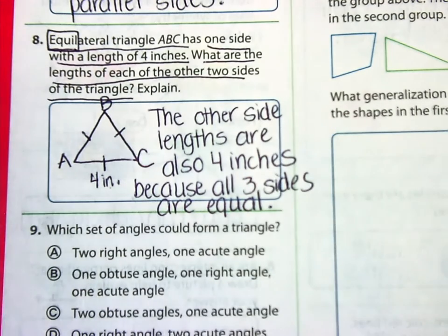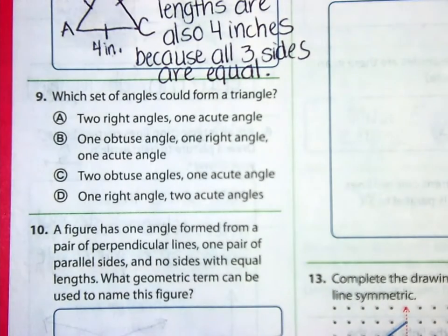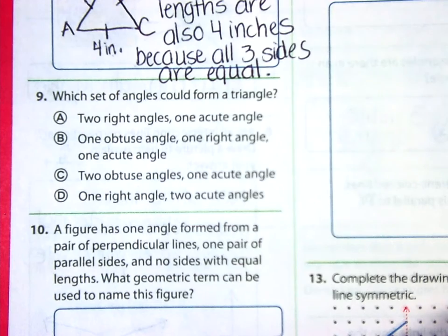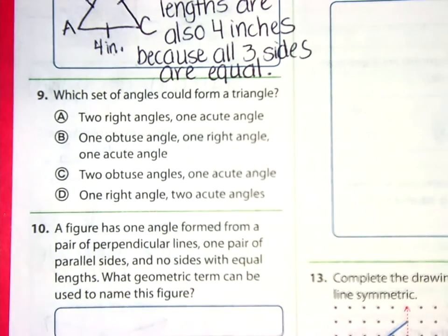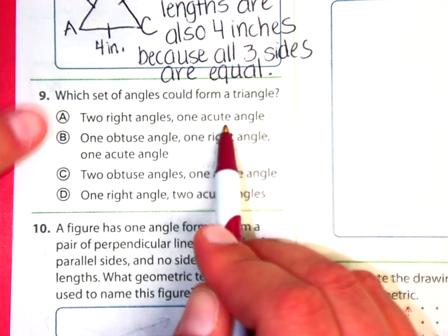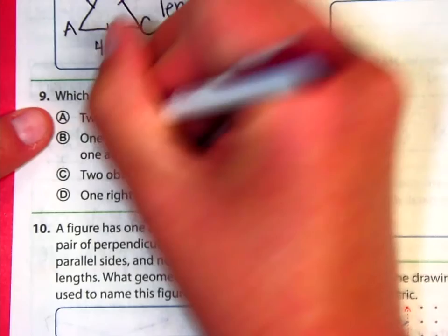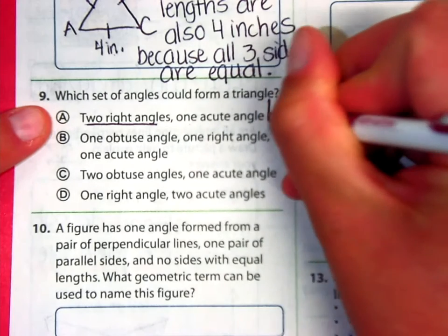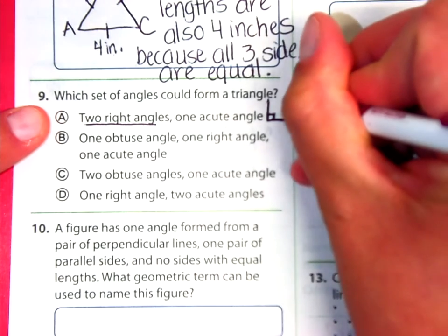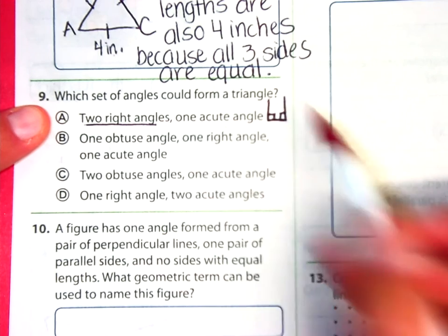Let's look at question number 9. Which set of angles could form a triangle? This is a multiple choice one. Choice A: 2 right angles and 1 acute angle. Anytime I watch students do this, they're usually drawing a picture. If you drew 2 right angles, you would have something like, okay, there's 1, and there would be 2. Now, does that make a triangle? It's 1, 2, 3 sides. No. So A is incorrect.